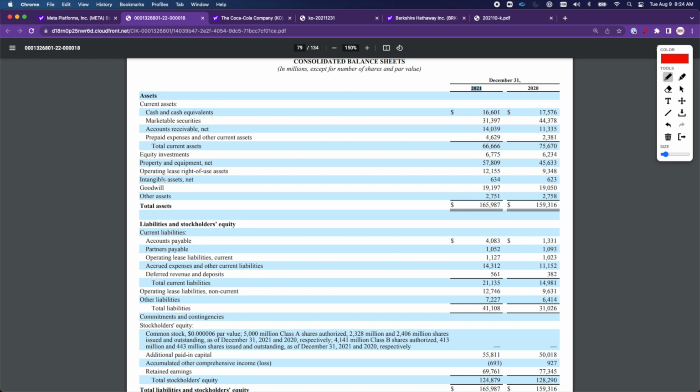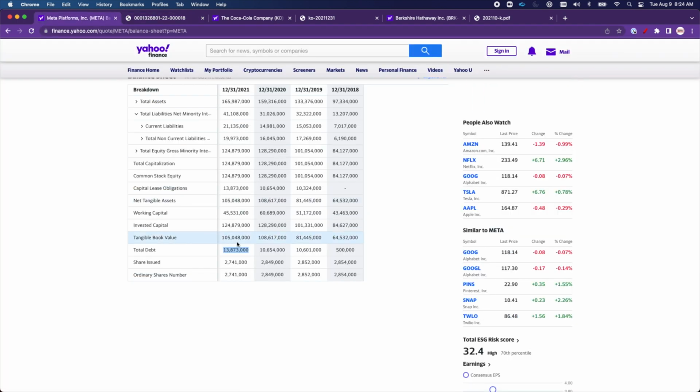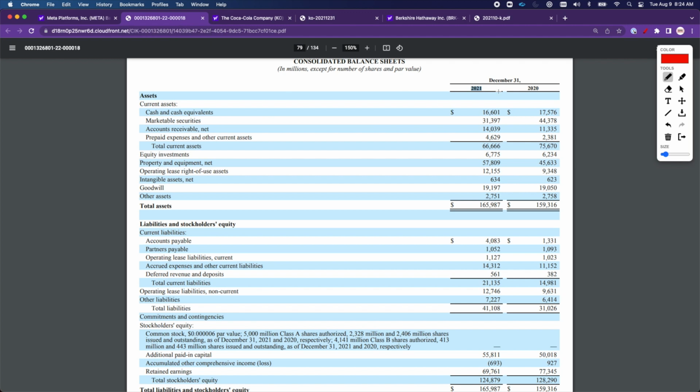However, if we go to Yahoo Finance, we'll see that there is actually a total debt of $13.873 billion. Now, why is that? Well, like I said before, operating leases are considered a form of debt. So we have basically $1.1 billion here, and then we have $12.7 billion.